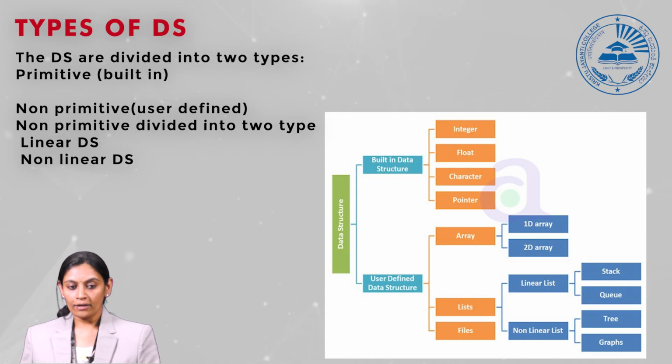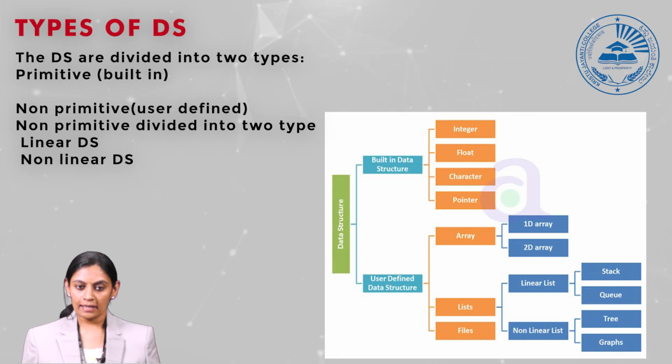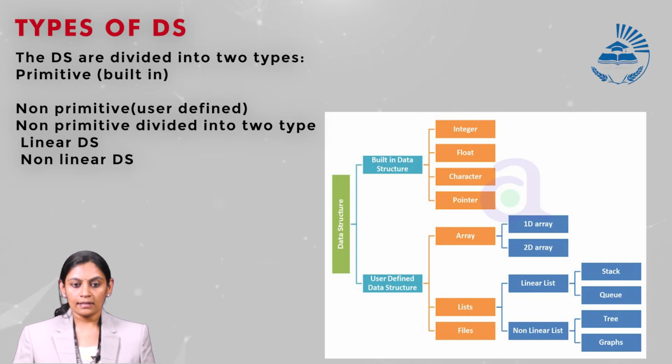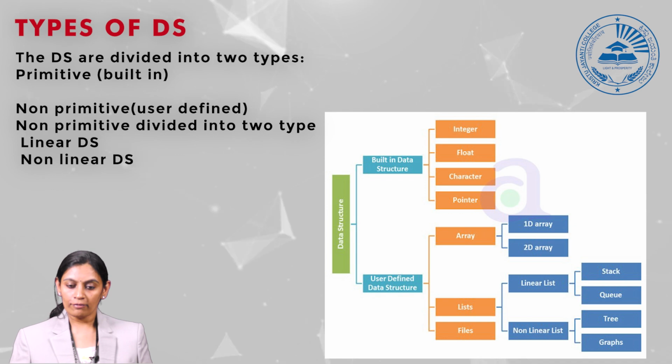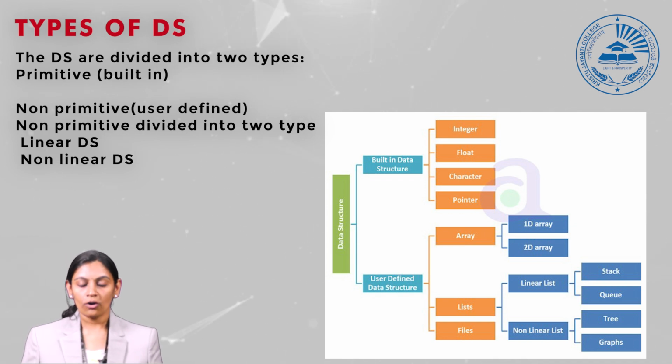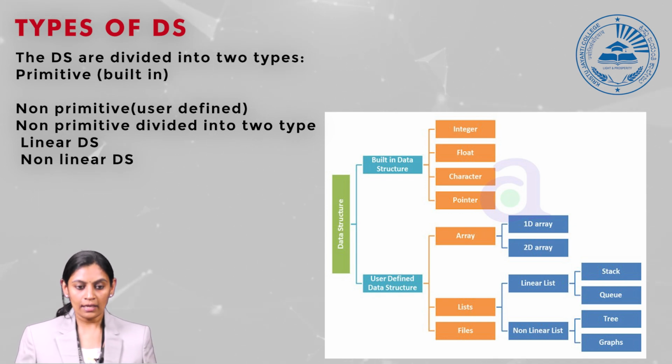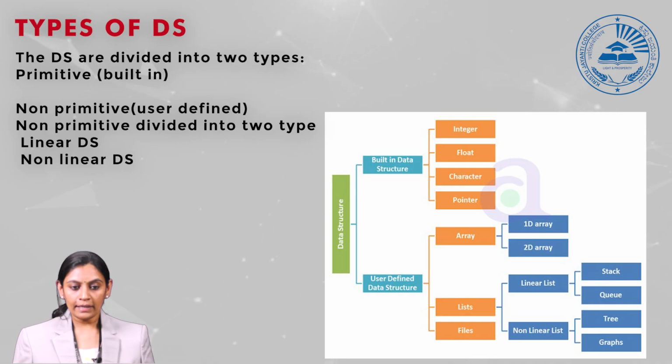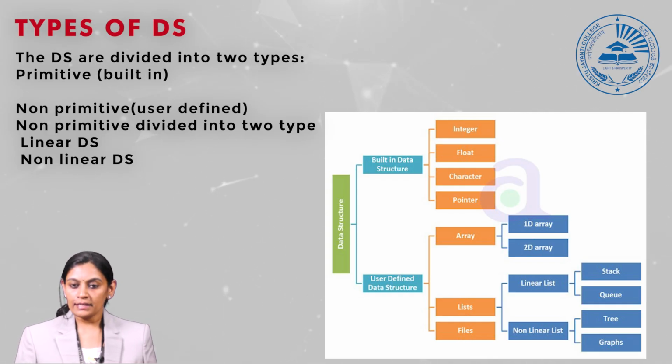User-defined data structures include examples like arrays, lists, files, etc. Under arrays, as we have already seen, it's all linearly structured. It can be a one-dimensional array or a two-dimensional array. Under lists, you also have a few examples like stack and queue. All these are linear data structures. And when you come to non-linear data structures, you have trees and graphs and so on.